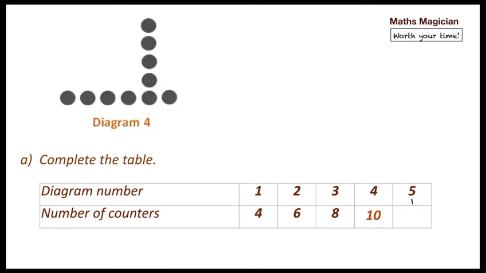What about diagram 5? Well, it's not given. If we look at this pattern in which the number of counters is increasing, it is easy to see that they are increasing by 2. And hence, the number of counters in diagram 5 will be 12.